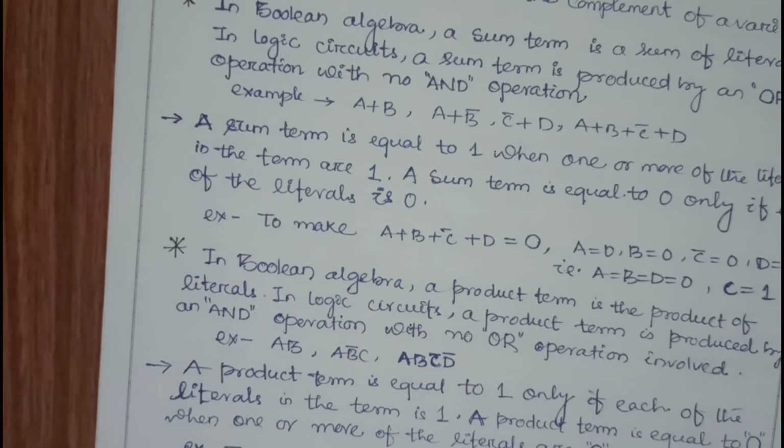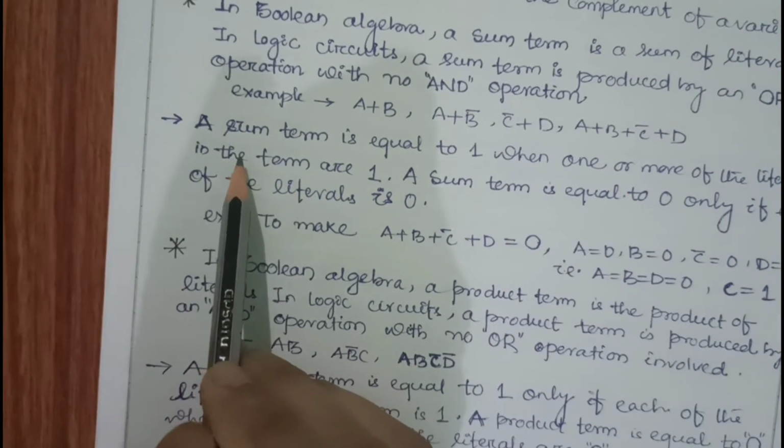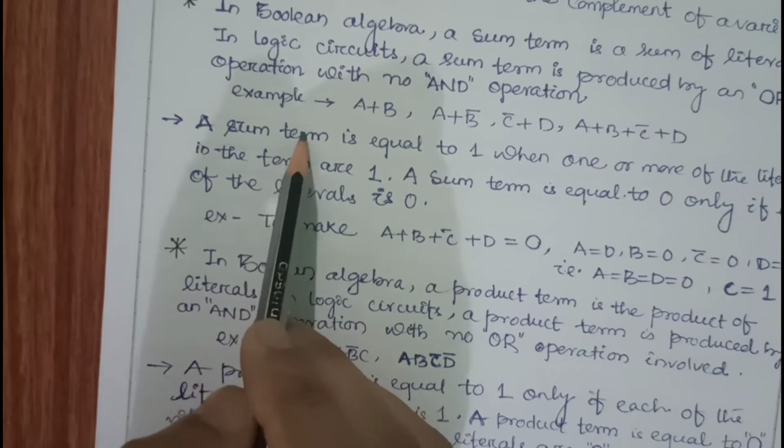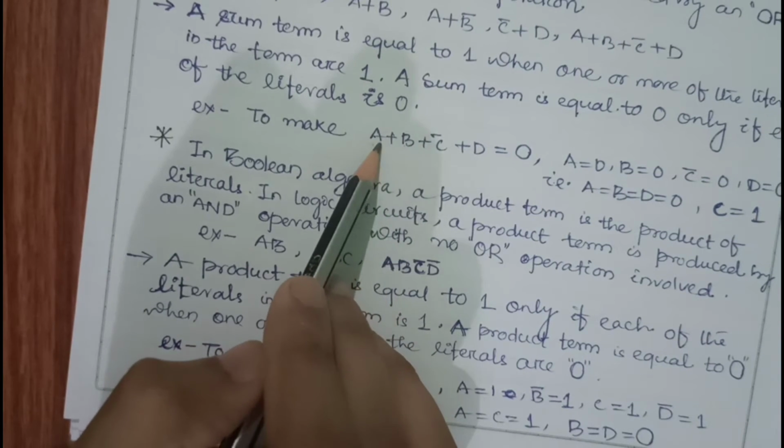so in this Boolean operation, a sum term, when it will become 0, similar to the OR operation. When an OR operation output will become 0, when both of my inputs are 0, at that case only my output is 0. And it will be 1 if any of the inputs is 1. Similarly in Boolean operation, a sum term is equal to 1 when any literal is 1. It means it is dependent on A plus B plus C plus D. So when this A plus B plus, suppose C bar, these are literals.